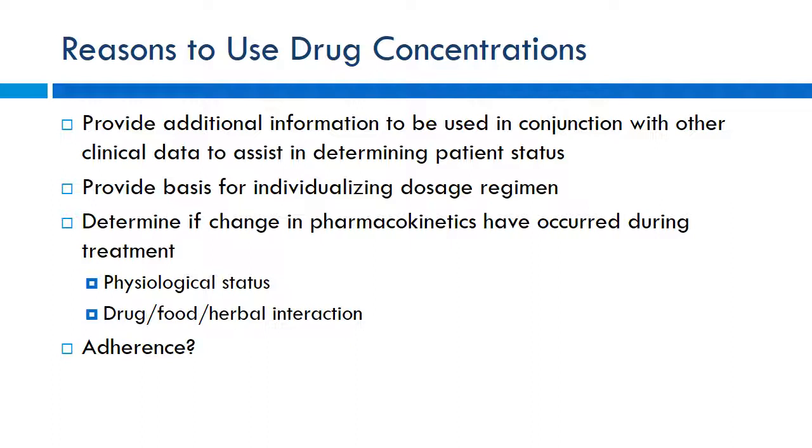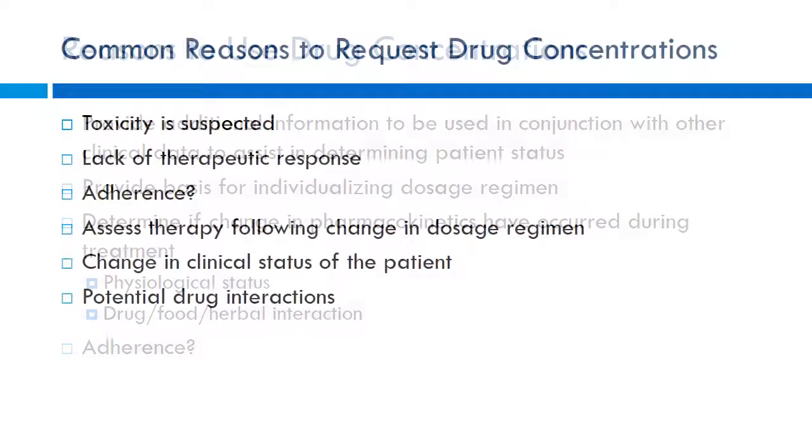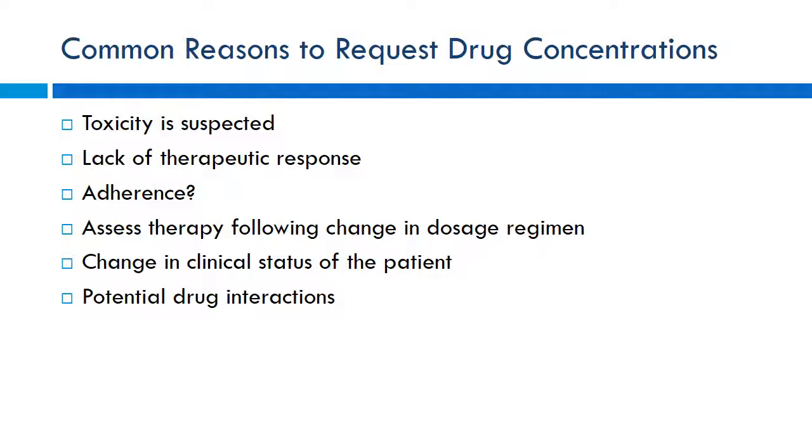But anyway, you can check for adherence by actually checking the levels to make sure that the drug is present when it's supposed to be. Some other things we could do: if we suspect toxicity is related to supratherapeutic concentrations of drug, we can check there. If we're seeing a lack of therapeutic response, we're like, well, the patient should be getting better on this dose, why are they not? You can look to see if the level's too low in those cases.